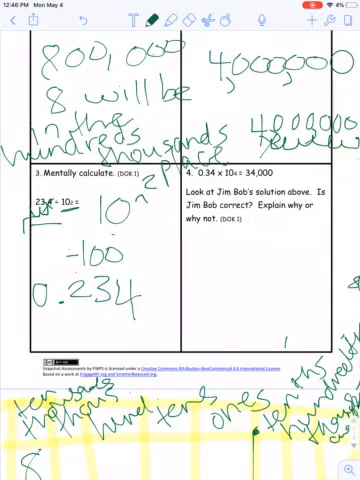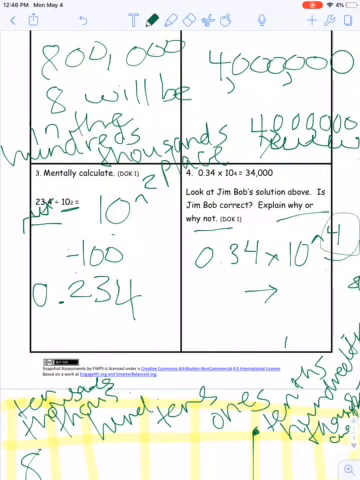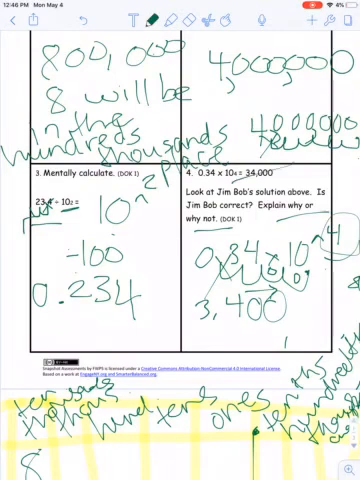Next one. Look at Jim Bob's solution above. Is Jim Bob correct? Explain why or why not. It's going to be the important part. Well, let's just try to do this problem on our own. 34 hundredths times 10 to the 4th. Since we're multiplying, the decimal point's going to go that way because the number needs to get bigger, and it's going to go 4 places. So 1, 2, 3, 4. Decimal is no longer there, so fill these both in with zeros. So it is 340. Do you see how that is not the same as 34,000?